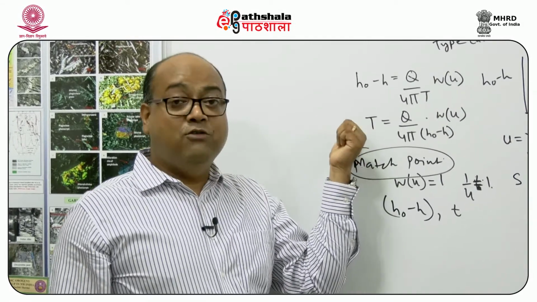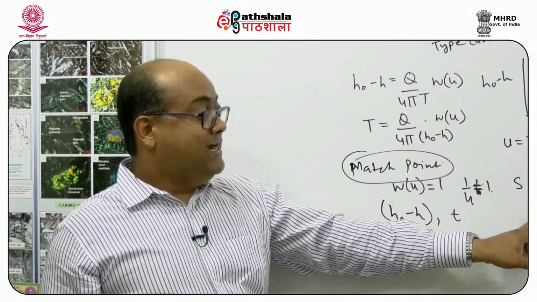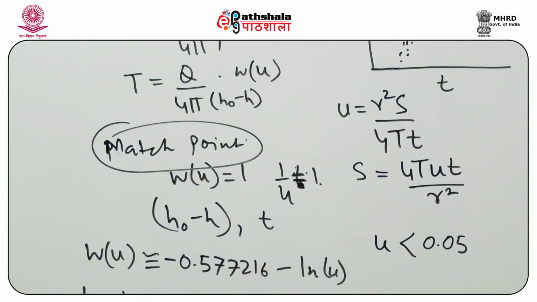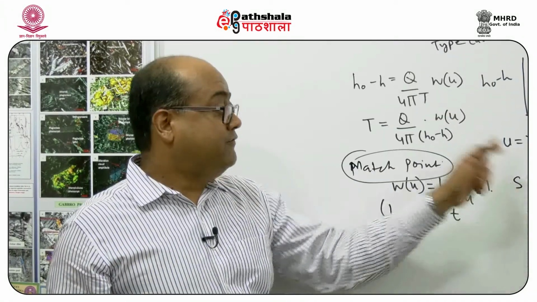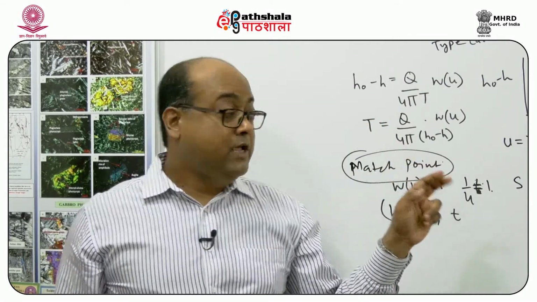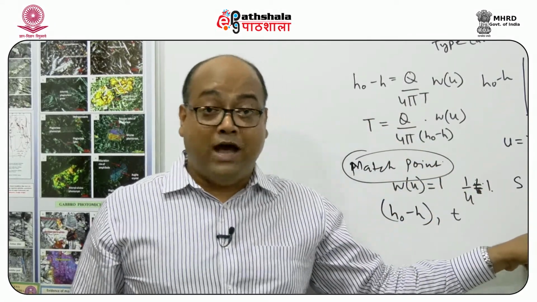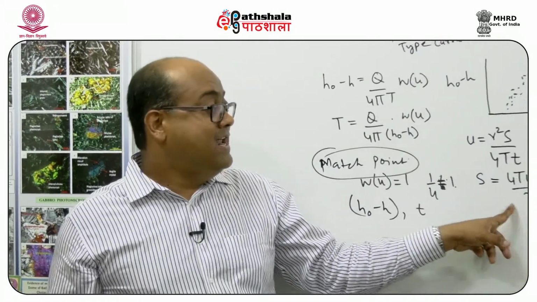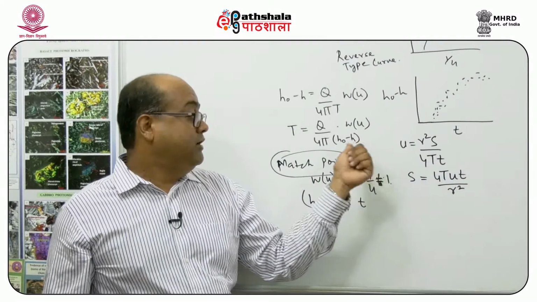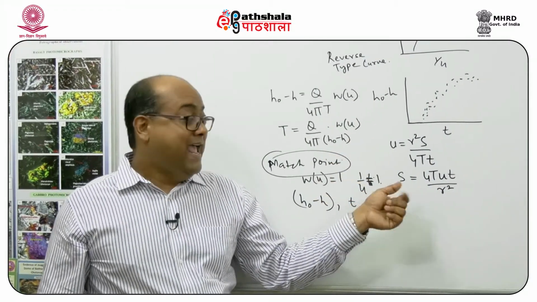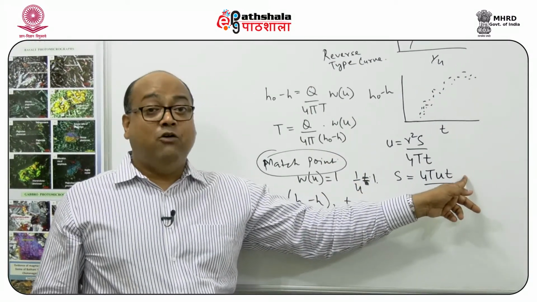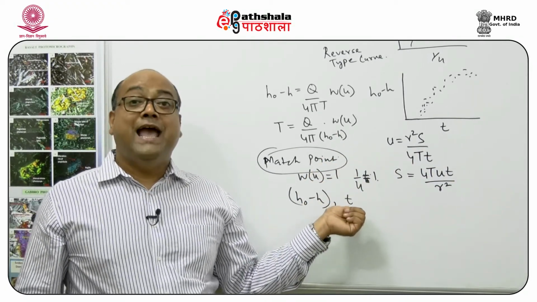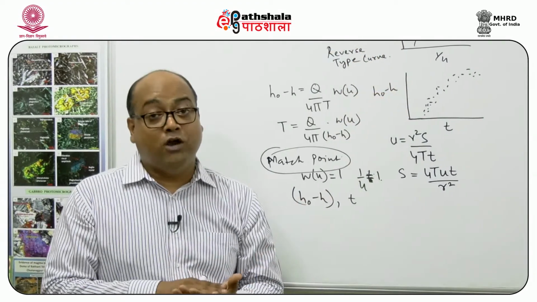Now, once we get the value of transmissivity, we can put it in this equation to estimate the value of storativity. Now, how do we know? We know the value of T from the previous equation. We know the value of r squared. Why? Because we know the distance of the observation well from the pumping well. And we know the value of u, because 1 by u equals 1. And the value of t, how did we obtain it? We obtained it from the match point by overlaying the two curves.